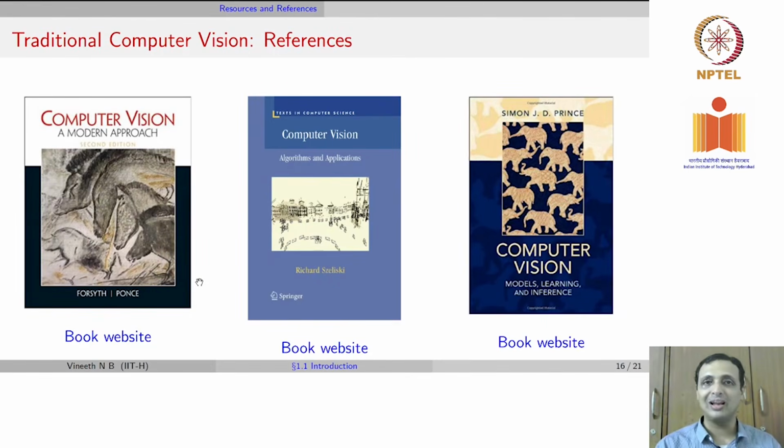In terms of resources and references, the popular computer vision books that we will refer to, which are also followed widely across the world, are Computer Vision: A Modern Approach by David Forsyth and Jean Ponce. The book website is linked here. Computer Vision: Algorithms and Applications by Richard Szeliski is a very popular book. It's there in the open public domain for you to download the PDF. We will follow this book for certain topics too. And also Computer Vision: Models, Learning and Inference by Simon Prince. Once again, the book website has the book and you can download it if you like. These are the popular computer vision books that we will follow.